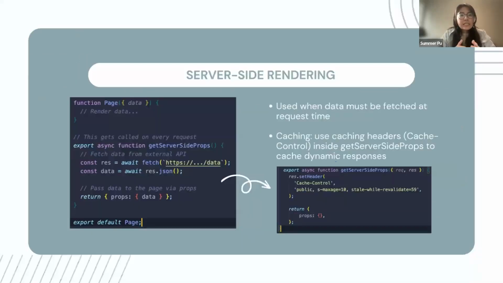And this page has a short example on how to implement SSR in Next.js. We won't go into details, but you should use getServerSideProps only if you need to render a page whose data must be fetched at request time. This could be due to the nature of the data or properties of the request, such as authorization headers or geolocation. You can use caching headers inside getServerSideProps to cache dynamic responses.